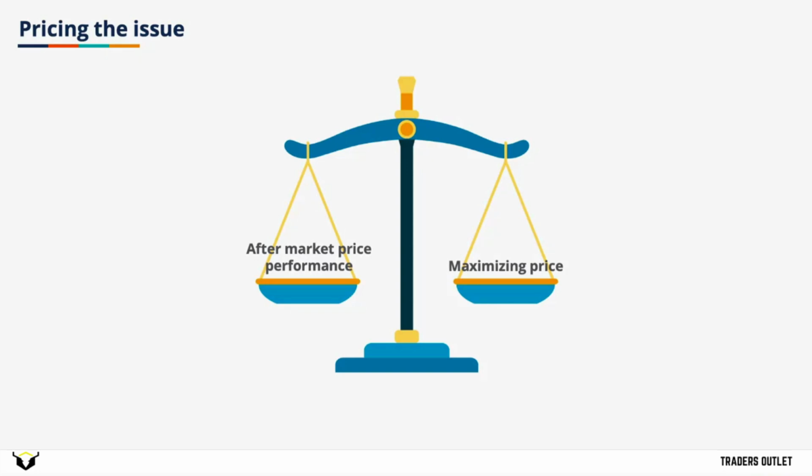And there's a trade-off. If they maximize the price that they're selling at when the issue is priced, then the aftermarket performance may be weak, and it will be dubbed an unsuccessful IPO. But on the other hand, if it's too successful after the pricing, then that means money was left on the table and they could have sold it for more.